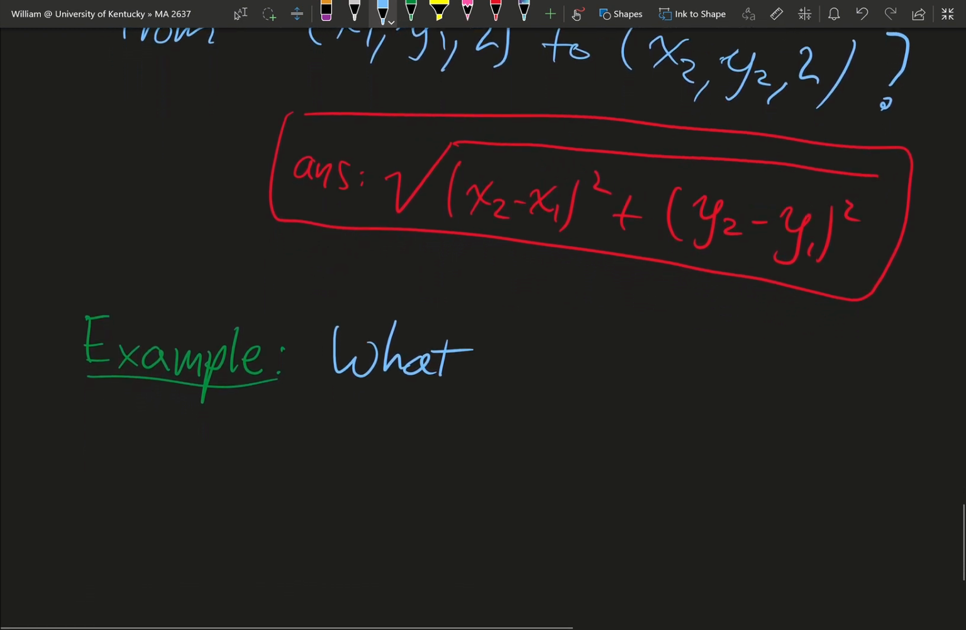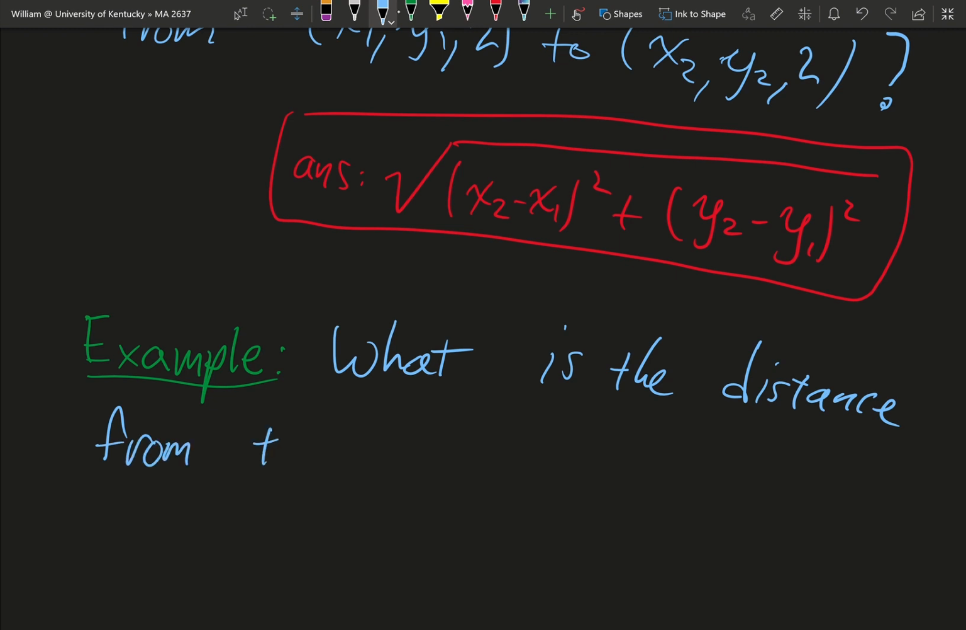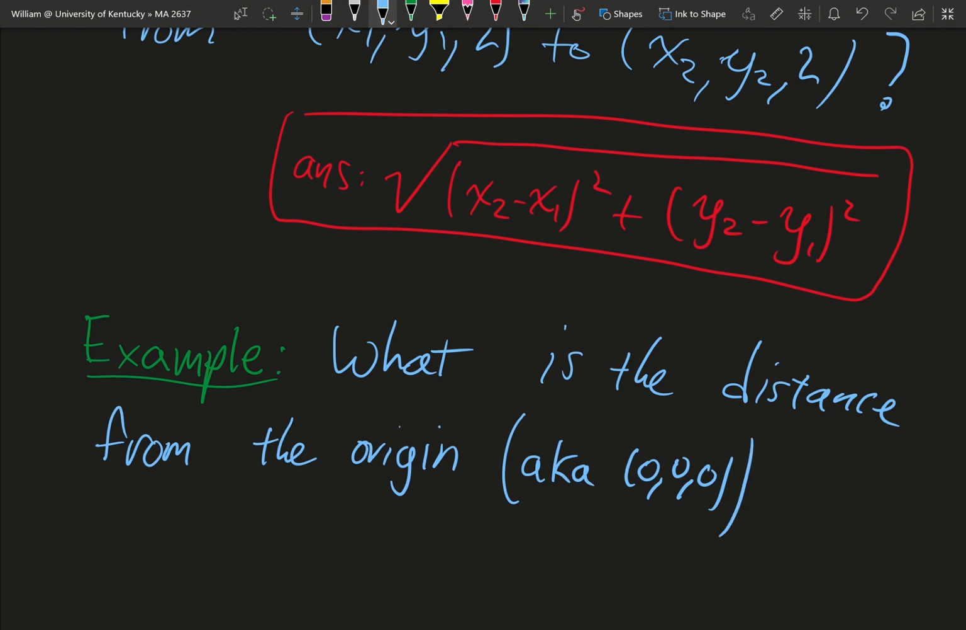So, a more complicated example. Let's look at a little bit more general case. What is the distance from the origin, which is the point consisting of all zeros, to the point x1, y1, z1? I'm not going to do arbitrary coordinates just because it's going to be a little bit harder to draw.